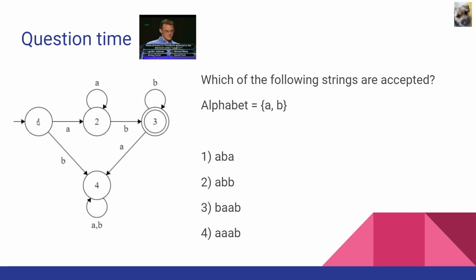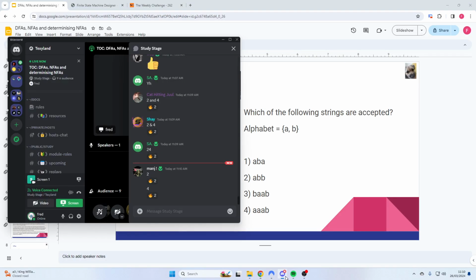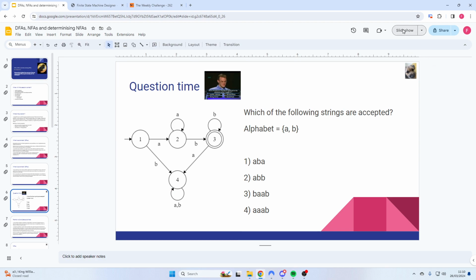For number 2, I'll go a little bit faster, but tell me if you want me to slow down. ABB, end up at 3, accepted. So yep, 2's right. 3 is BAAB. We end up at 4, rejected. And finally 4, AAAB, accepted. Yep, so 2, 4 is correct. Nice. Okay, good job.